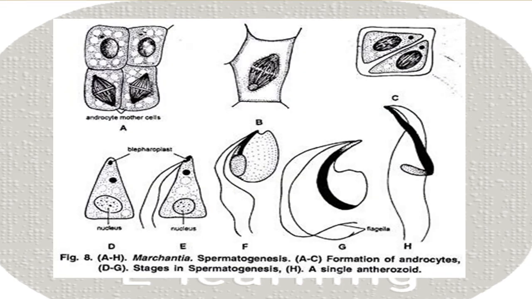Now, next, the diagrammatic representation of Marchantia spermatogenesis. Firstly, diagram A, antheridial mother cells. Figure B, we can see formation of androcytes. Figure C, as it is the same. Figures D to G, stages of spermatogenesis. And lastly, figure H, a single antherozoid. This is the diagrammatic representation of Marchantia spermatogenesis.